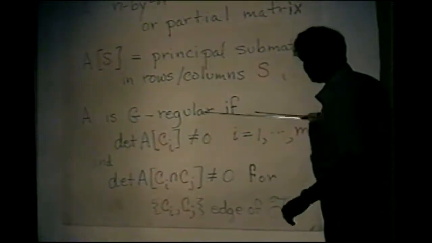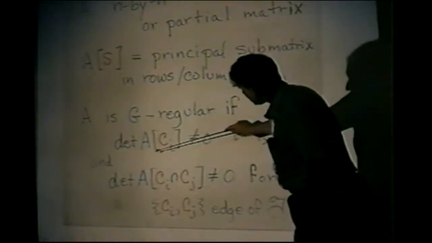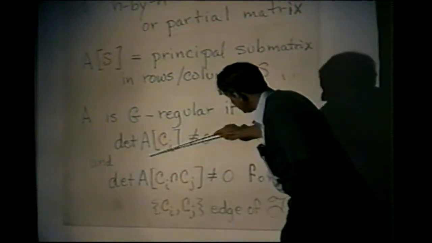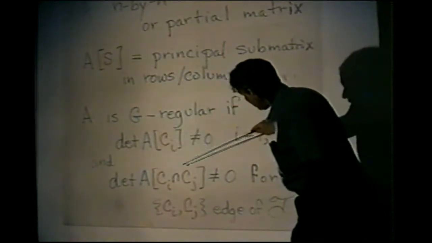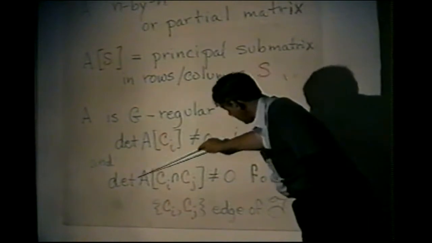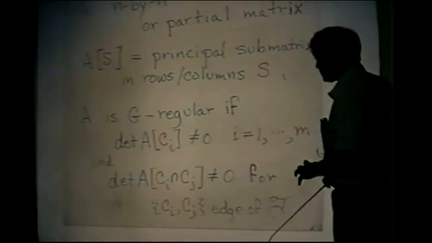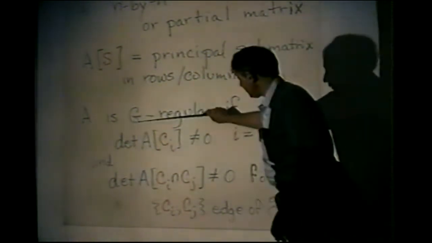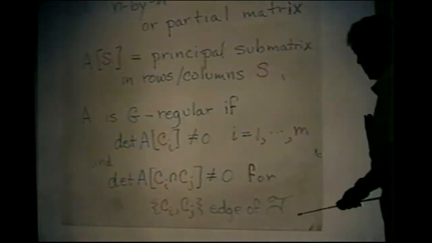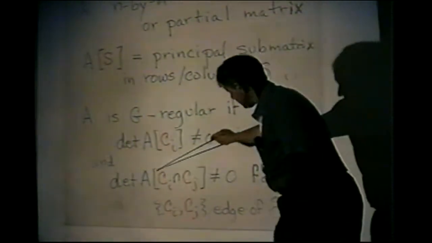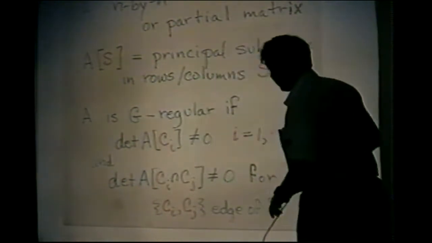then it turns out that the condition I need is that all the principal minors associated with these should be invertible. Okay? So I need those determinants to be non-zero, and then I say that the matrix A is G-regular, and that's relative to this chordal graph G. And let me just mention again that these are minimal vertex separators in the graph of G.